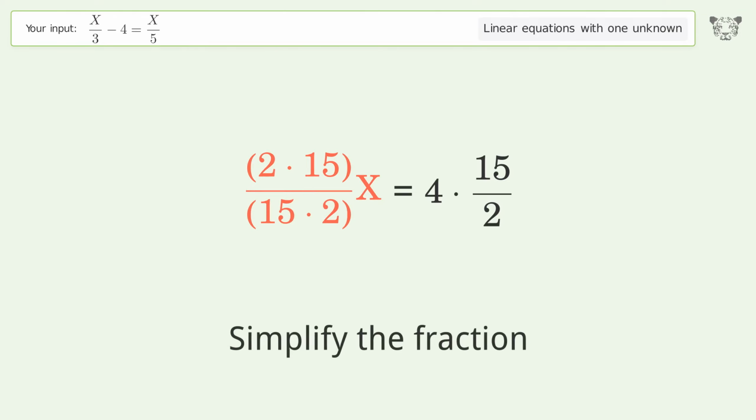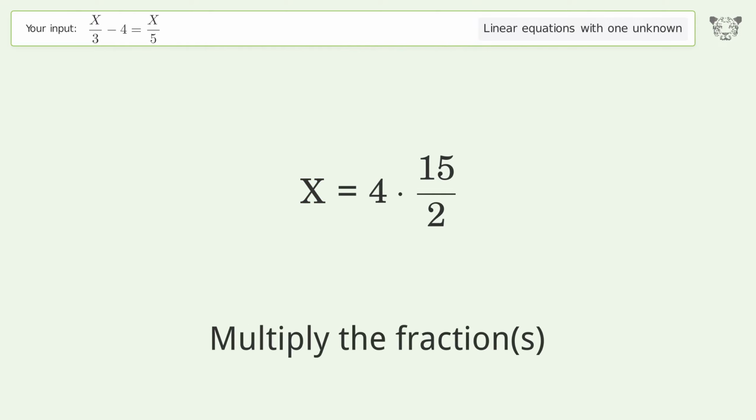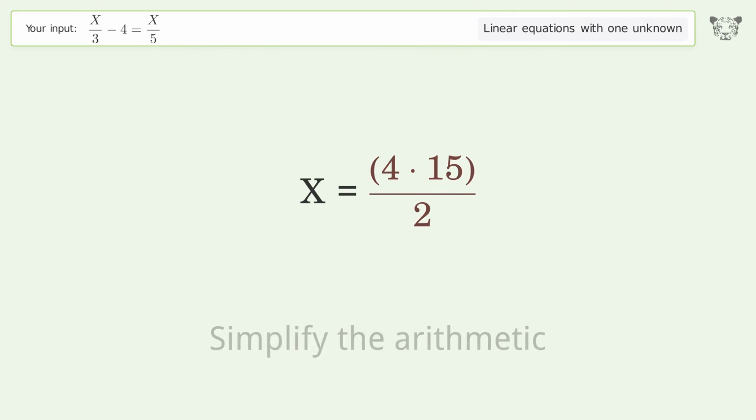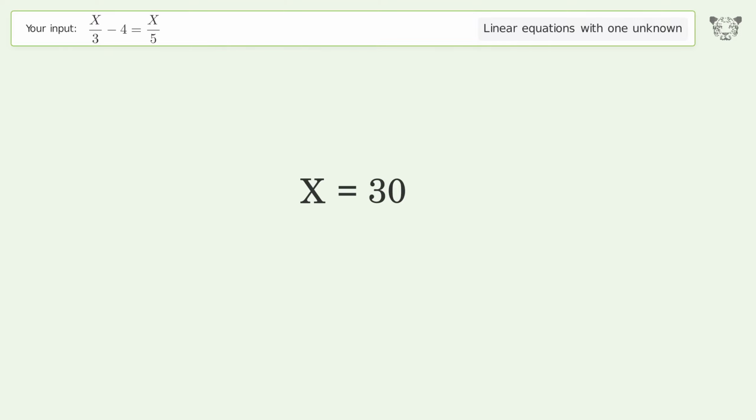Simplify the fraction. Multiply the fractions. Simplify the arithmetic. And so the final result is x equals 30.